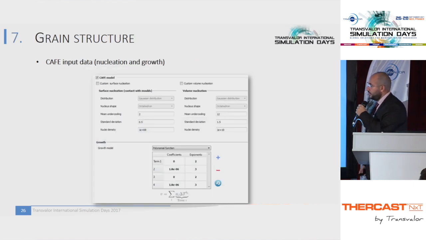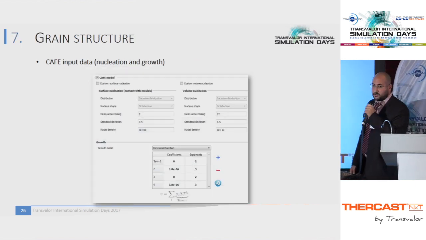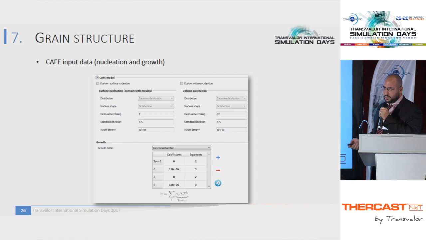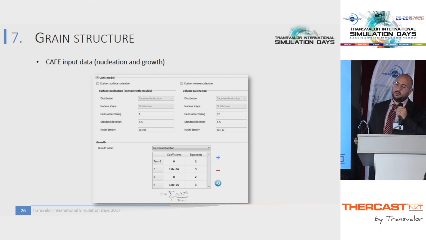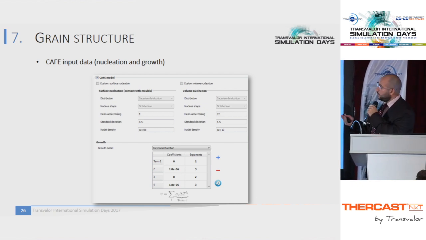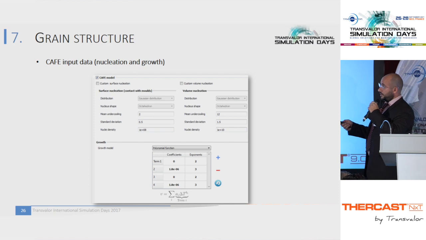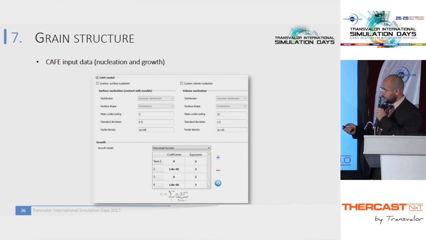Okay, and finally, we have the microstructure or grain structure tab. This is only a retrocompatible window. For those who have already used THERCAST in the past and enabled a CAFE model, this is basically the same input. So we have the nucleation parameters, surface and volume.